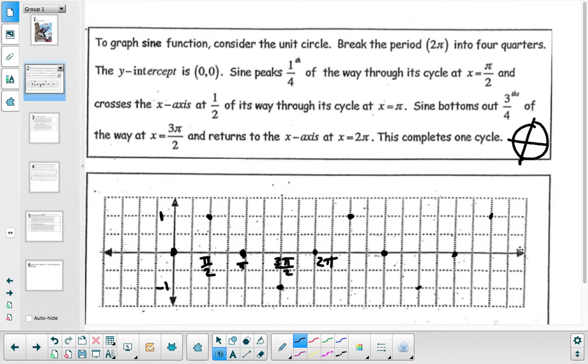I'm just going to fill the page. You want at least 2 cycles of your function. That way you can just see the pattern a little bit better. But finish it off with arrows going in both directions. You can plug in negative values, so your graph should have that. As far as the rest of it, you're just kind of estimating the curve here. Do not draw a jagged line. It should be curved.